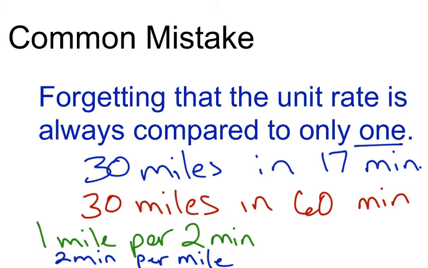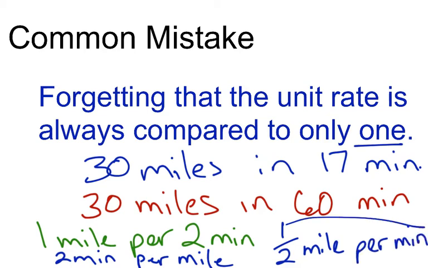You can also word it, and the more common way of wording it is 1/2 mile per minute. So make sure you're avoiding those common mistakes.